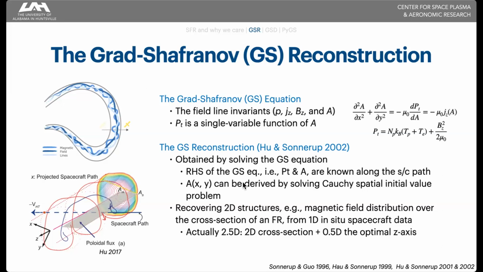We usually mention this technique is 2D, but actually it is 2.5D. The 2D is on the cross section, and for each cross section, there is one corresponding z-axis. The GS reconstruction needs the optimal z-axis. That is where this 0.5D comes from.